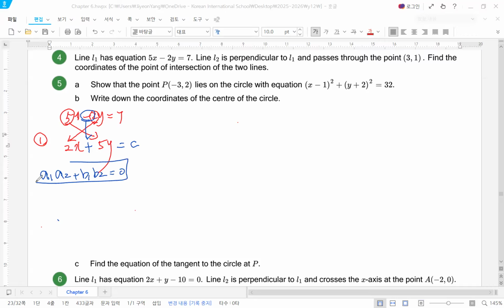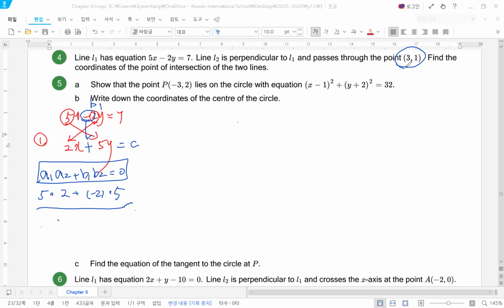Then the multiplication a1 a2 plus b1 b2 equals 0. Let's check whether it works or not. So 5 times 2 plus minus 2, which is b1 here, times 5. Can you see? It's 0. Okay. So 2x plus 5y equals c.